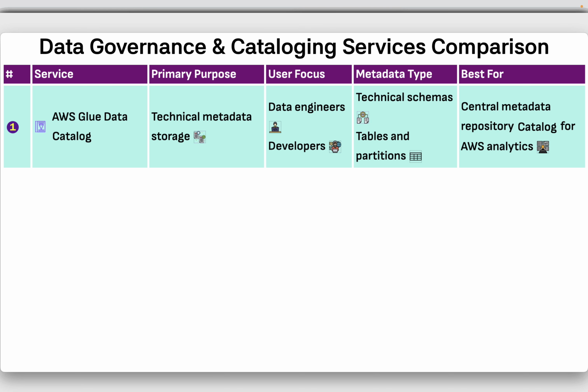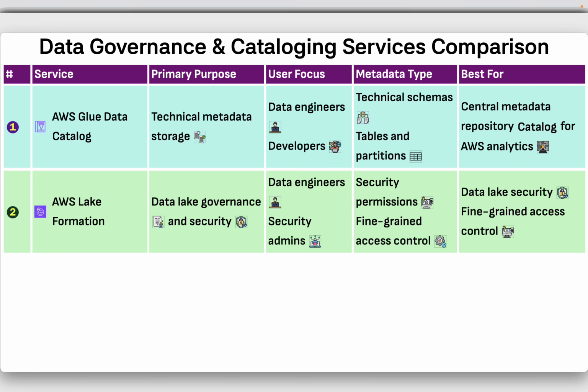So user focus, basically who are the audience: data engineers and developers. Metadata type: technical schemas, tables and partitions. And it is best for central metadata repository and catalog for AWS analytics services.